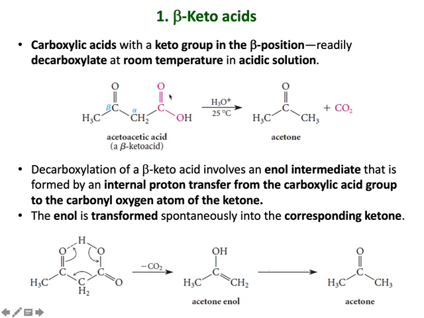This one is the carboxylic acid. This carbon is designated the alpha carbon, and the next to the alpha carbon is the beta carbon, which is the keto. We call it a keto acid. It undergoes the reaction in the presence of acidic proton at low temperature, so the product is in ketone form. It forms the acetone enol first and proceeds to the stable product, acetone.